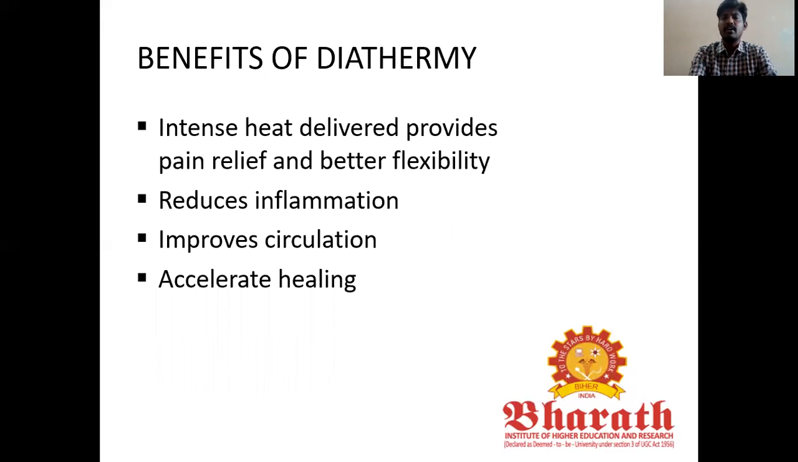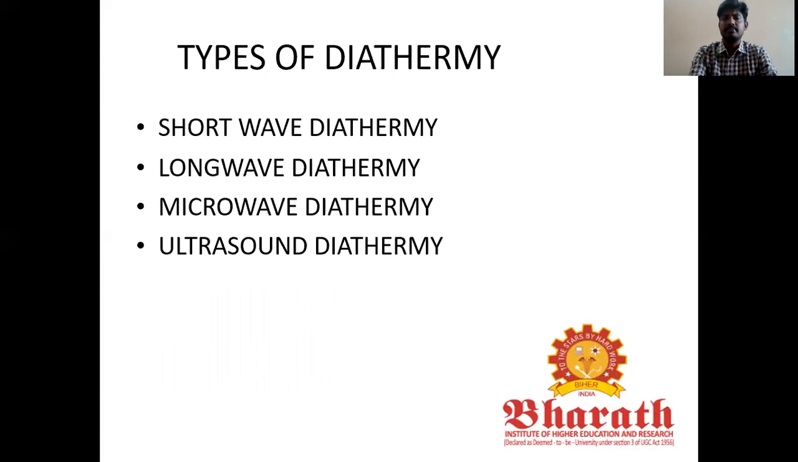What are the benefits of diathermy? Intense heat delivered provides pain relief and better flexibility in the particular targeted place. Next, it reduces inflammation and improves circulation. Improving blood circulation is one of the major benefits of diathermy. With the small heat generated, within 20 minutes it can relieve the pain.